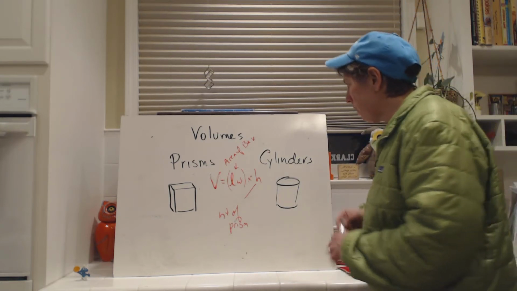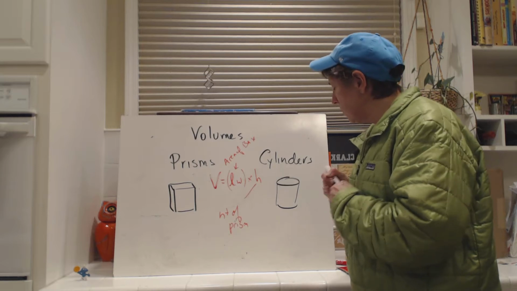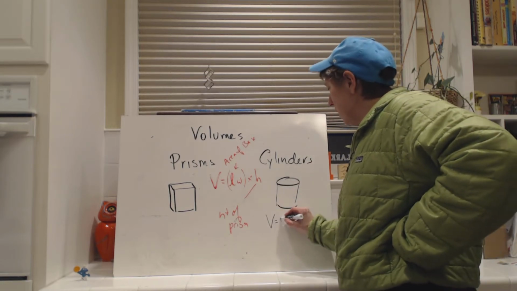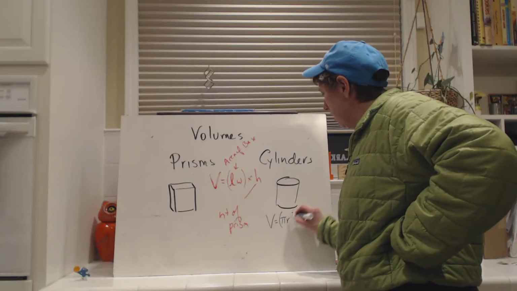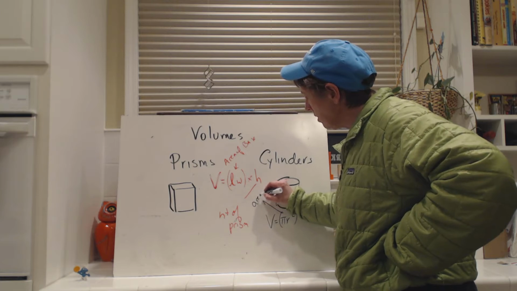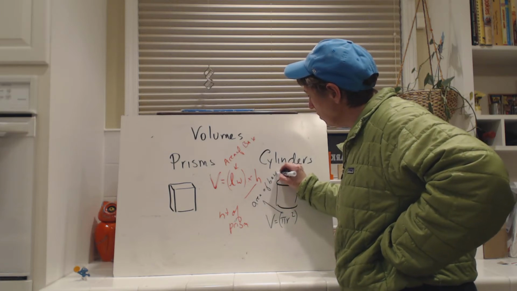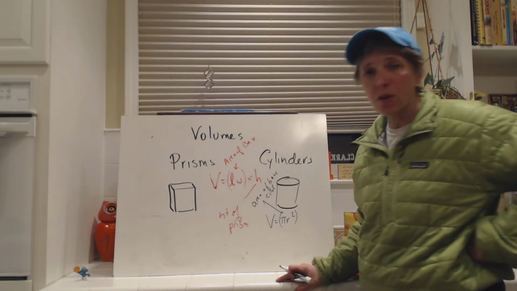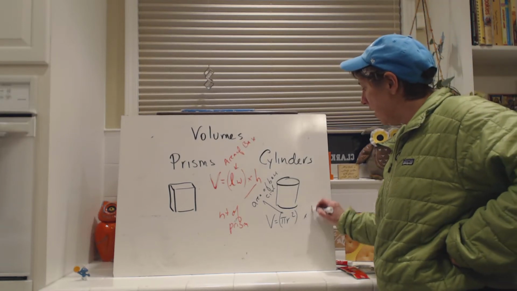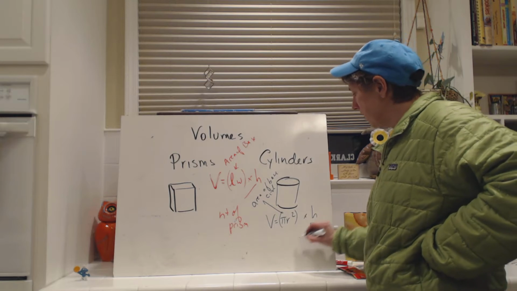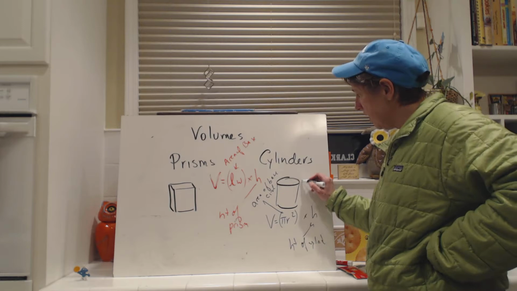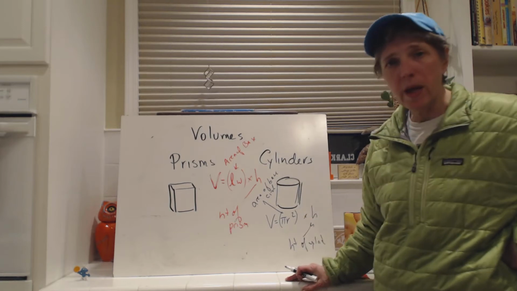So the volume for the cylinder becomes V equals pi r squared, which is the area of the base of a circle. It's always a circle in a cylinder, so it's always pi r squared, times the height of the cylinder. This height right here. Okay?